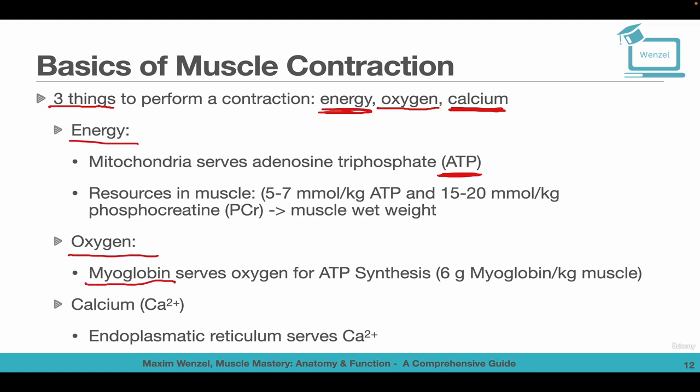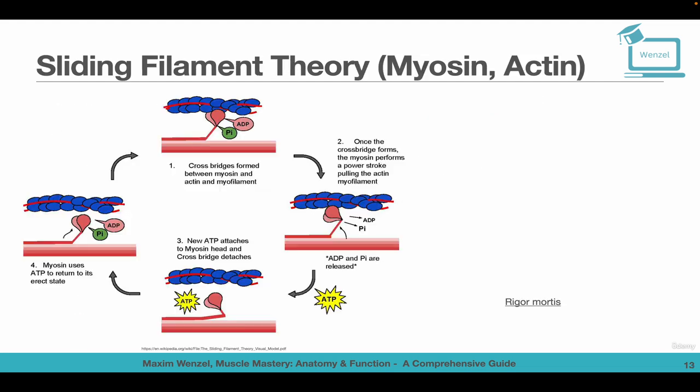For the second, you will need oxygen. You know, myoglobin serves oxygen for the ATP synthesis. ATP synthesis means you will have ATP in your body, like we talked about here, but you also need to generate more ATP. And for that, you will need oxygen. And you have 6 grams of myoglobin per kilogram wet weight muscle. And for the third thing, you will need calcium. And the endoplasmic reticulum serves this calcium to perform a contraction.